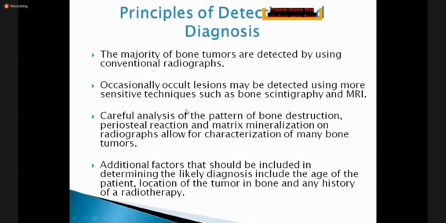what is the main theme for the diagnosis and detection of bone tumors? Basically, the majority of bone tumors are detected using the conventional radiograph, meaning plain X-ray. Occasionally, occult lesions may be detected using more sensitive techniques such as bone scintigraphy, MRI, or in some cases CT. Careful analysis of the pattern of bone destruction, periosteal reaction, and matrix mineralization on the radiograph allows for the characterization of bone tumors.